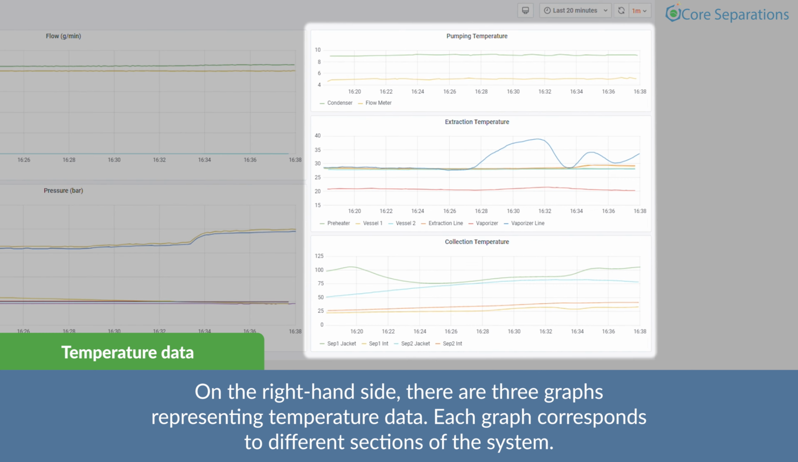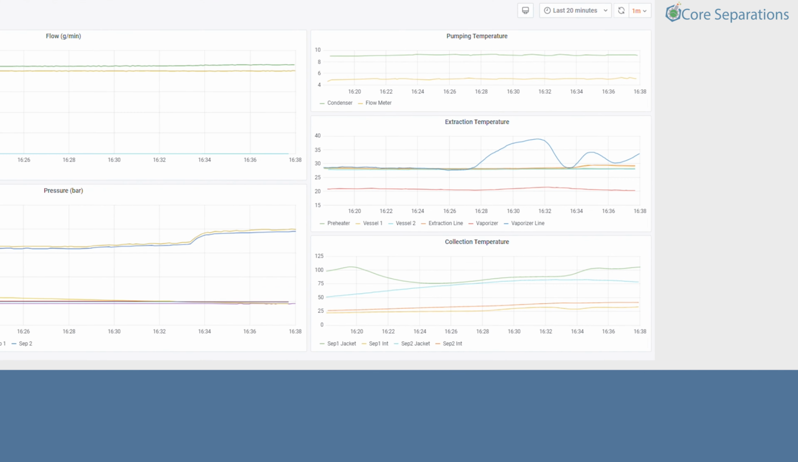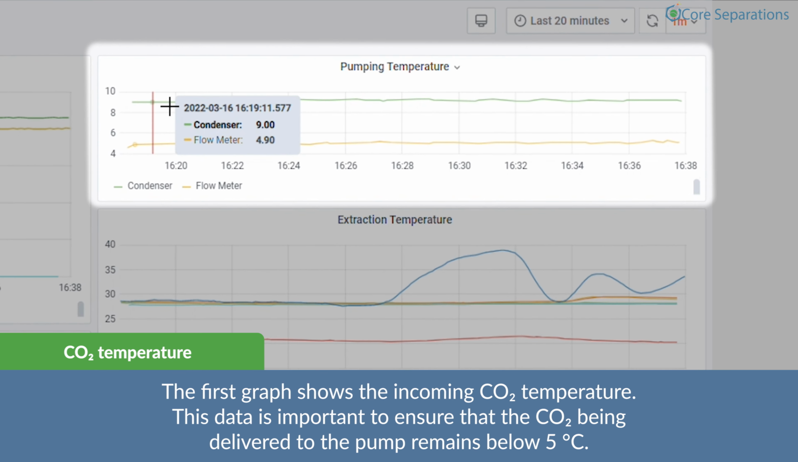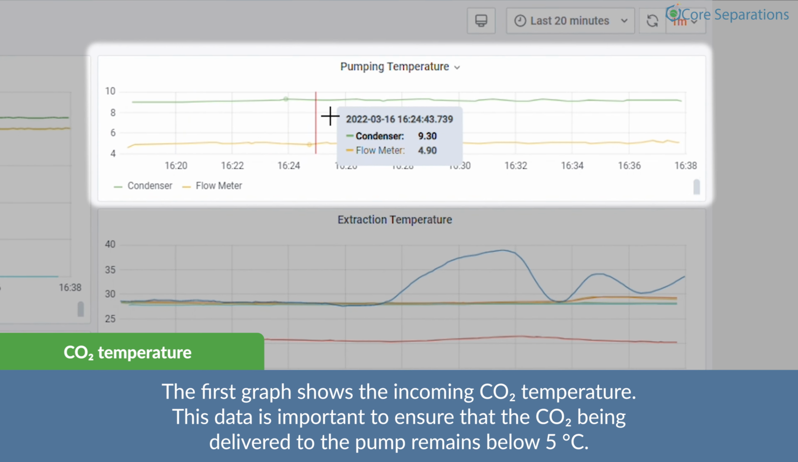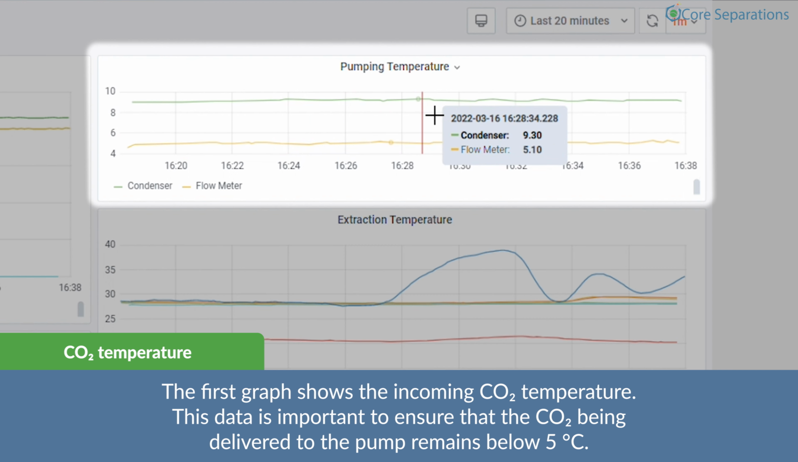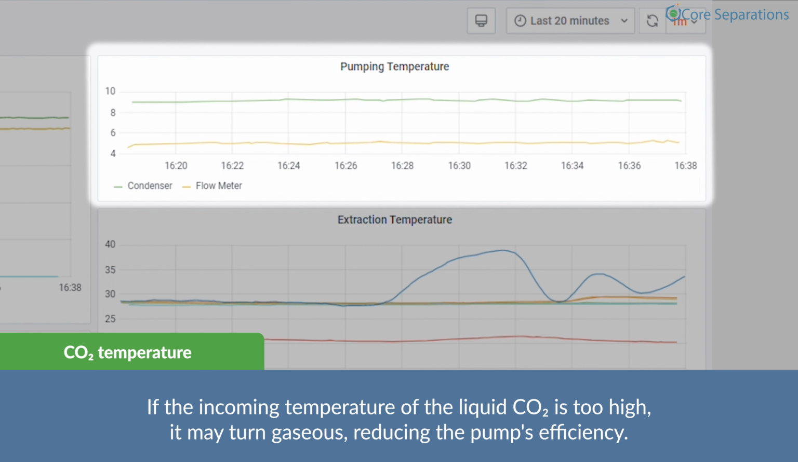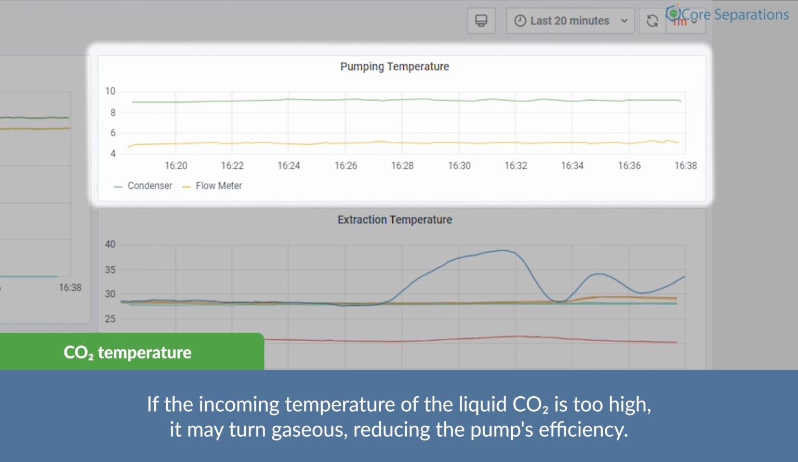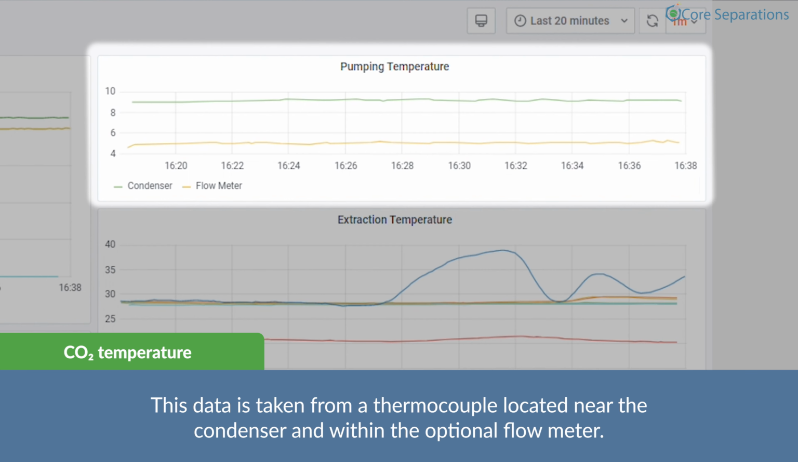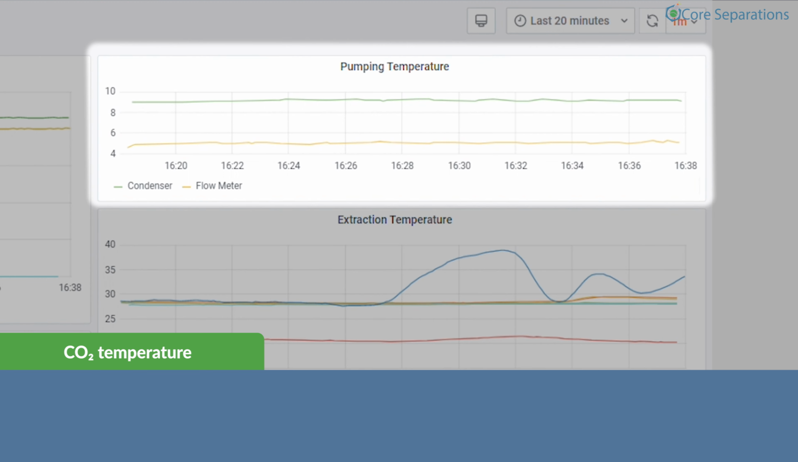Each graph corresponds to different sections of the system. The first graph shows the incoming carbon dioxide temperature. This data is important to ensure that the carbon dioxide being delivered to the pump remains below 5 degrees Celsius. If the incoming temperature of the liquid carbon dioxide is too high, it may turn gaseous, reducing the pump's efficiency. This data is taken from a thermocouple located near the condenser and within the optional flow meter.